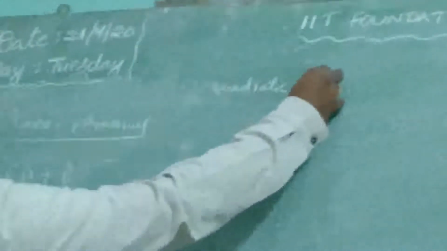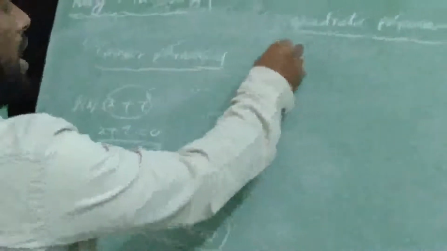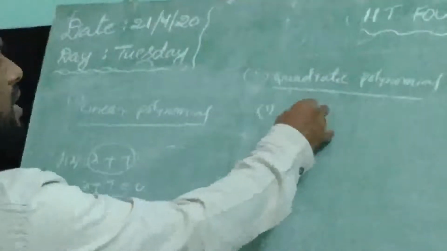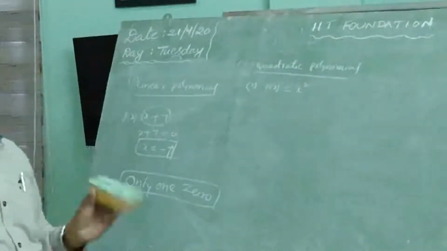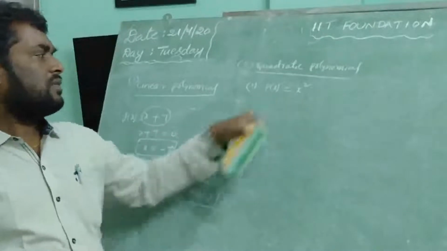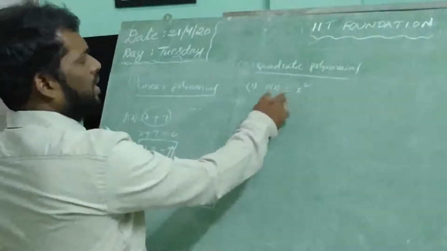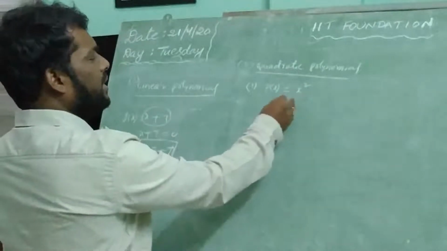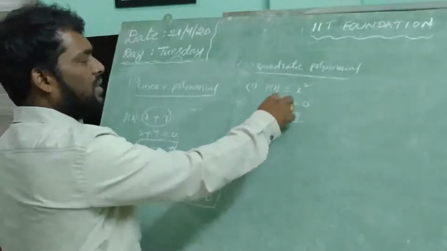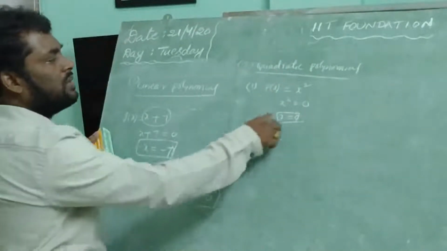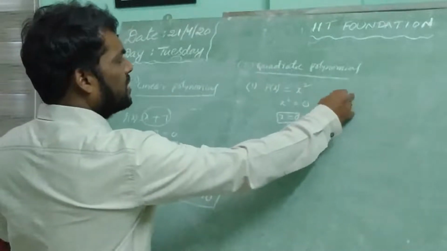Now the second concept is the quadratic polynomial. How many zeros are there for a quadratic polynomial? I am taking different kinds of polynomials. The first one is p of x is equal to x square. It is a quadratic polynomial because its degree is 2. How many zeros are there for this quadratic polynomial? It has only one zero, because if you equate x square to 0, only x is equal to 0 is satisfied, since 0 square is equal to 0. So in the first case, it has only one zero.